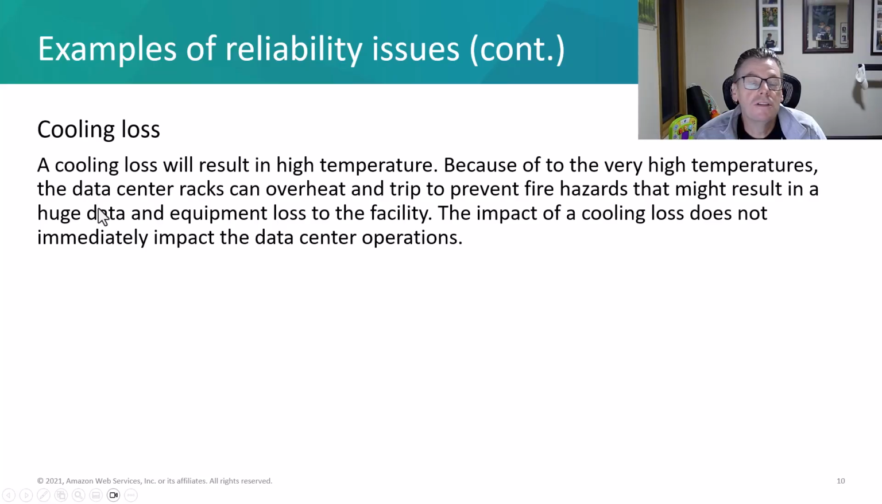Loss of cooling is a significant problem. That's going to result in high temperature, and as you get to high temperature, the data center racks are going to overheat. They're going to trip, which means they're going to shut down to prevent fire hazard. As opposed to power, the impact of cooling loss doesn't happen immediately. It's going to continue to build up.